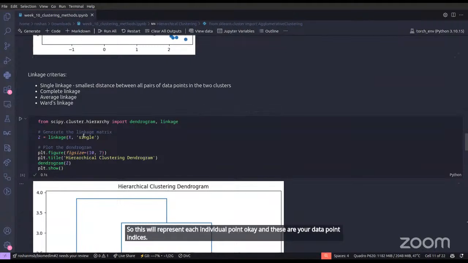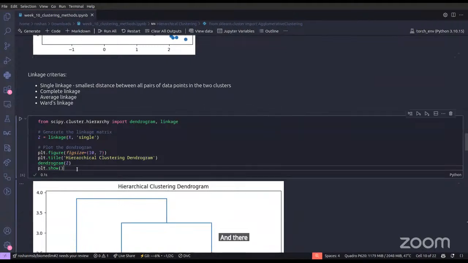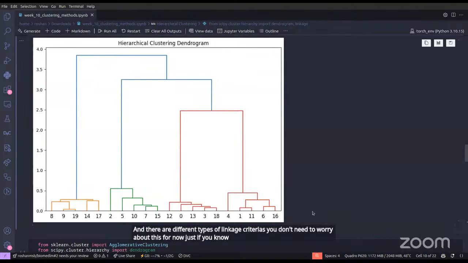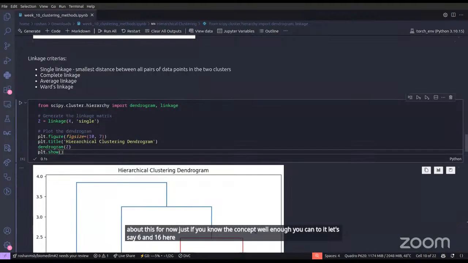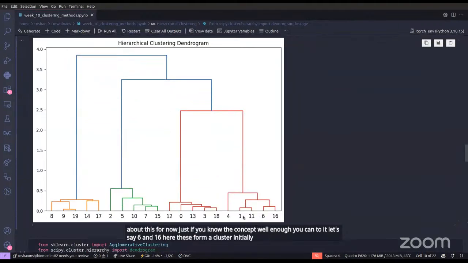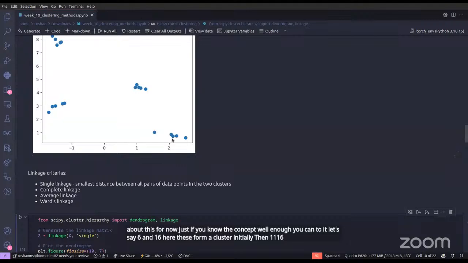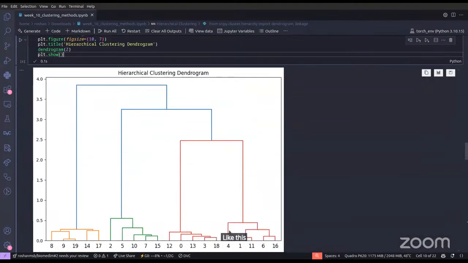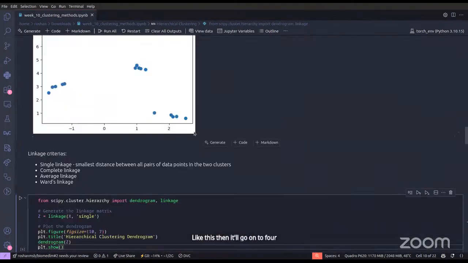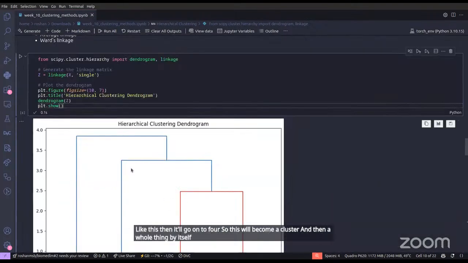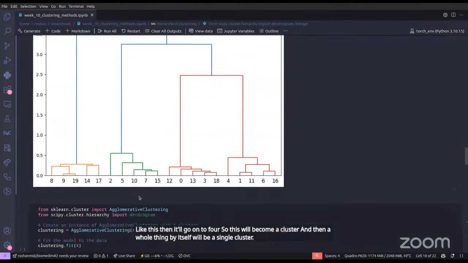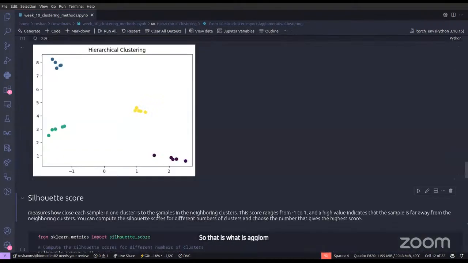And there are different types of linkage criteria. You don't need to worry about this for now. If you know the concept well enough, you can do it. Let's say 6 and 16 here, these form a cluster initially. Then 1, 11, 6, 16 form a cluster like this. Then it will go on to 4, so this will become a cluster. And then the whole thing by itself will be a single cluster. So that is what agglomerative clustering is.